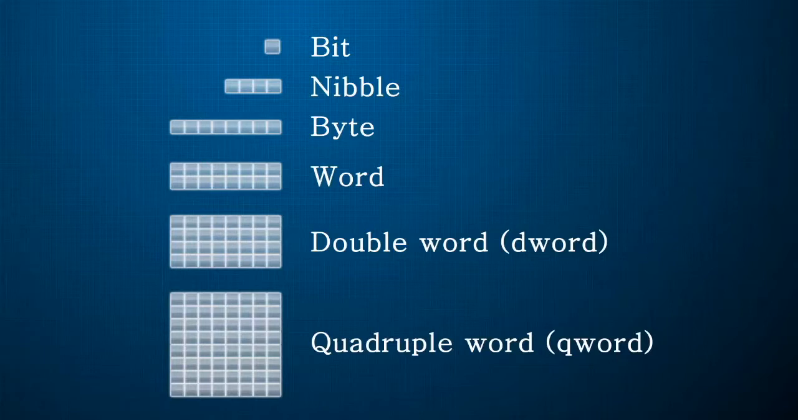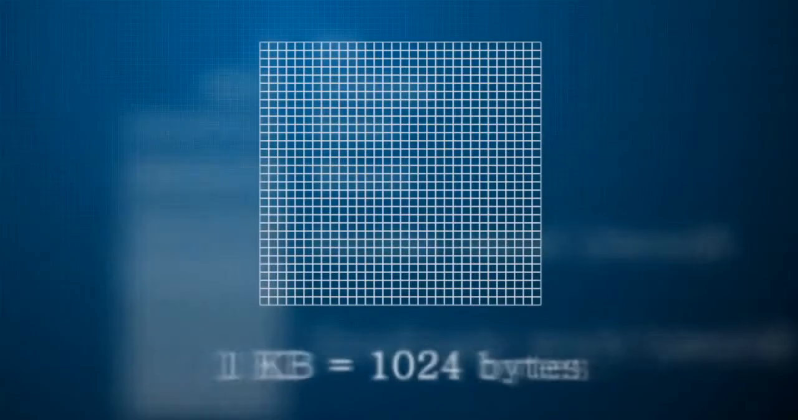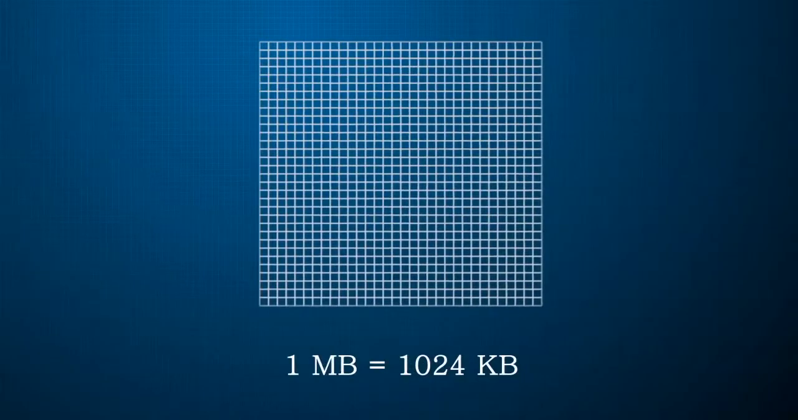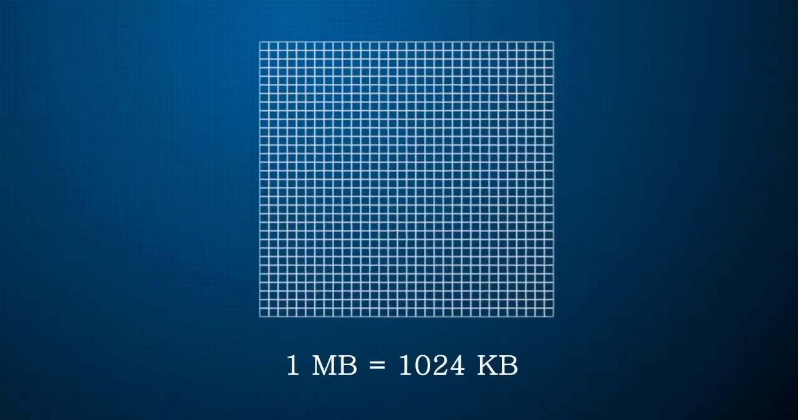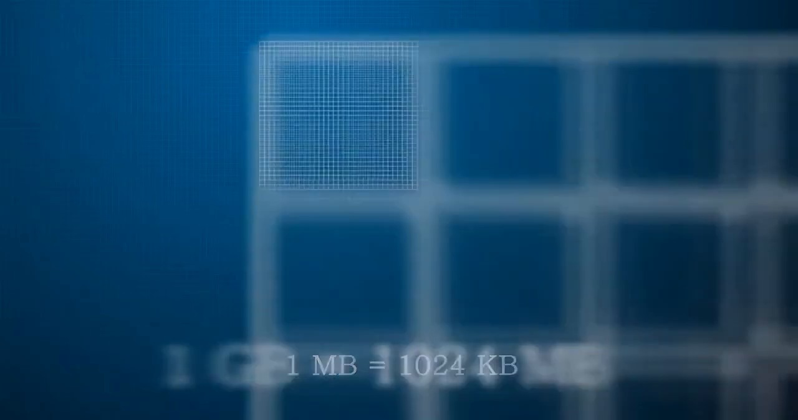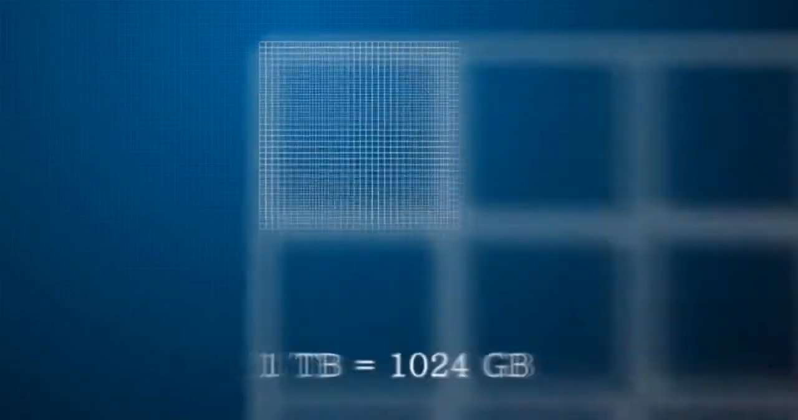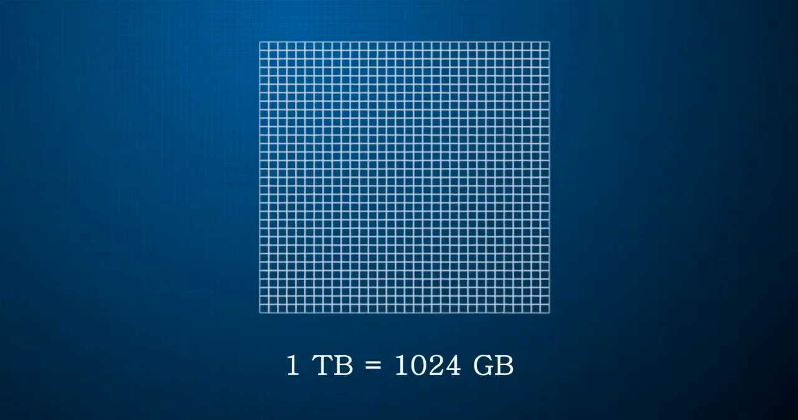Another important thing is that a kilobyte is 1024 bytes and not 1000. A megabyte is 1024 kilobytes and not 1000 kilobytes. And so on. Gigabyte is 1024 megabytes, terabyte is 1024 gigabytes, and so on.